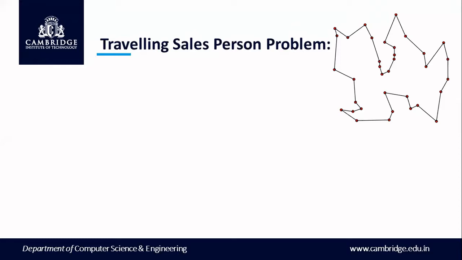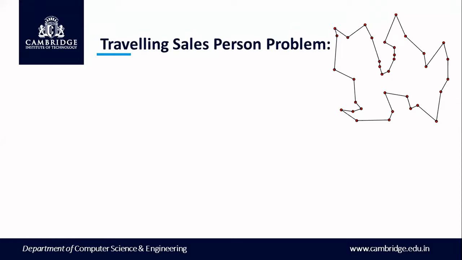As you can see, a traveling salesperson problem is basically where a traveling salesperson has to start from a native city, has to visit all the other cities once, and has to come back to its native city, or we can call this the source city.